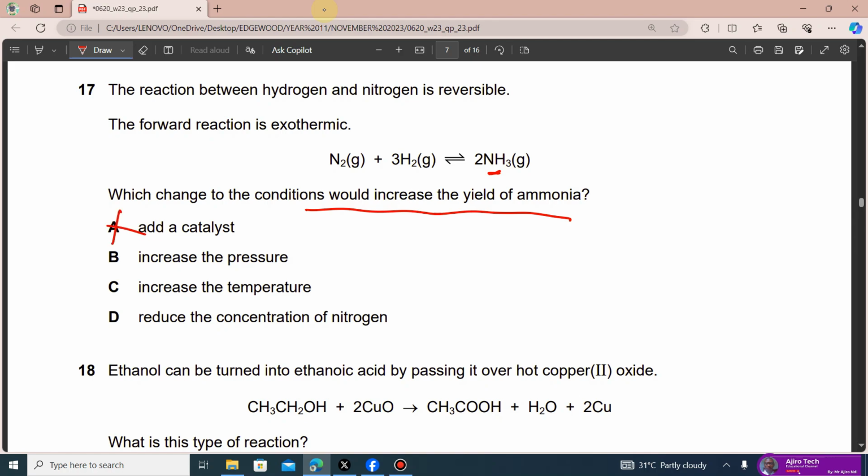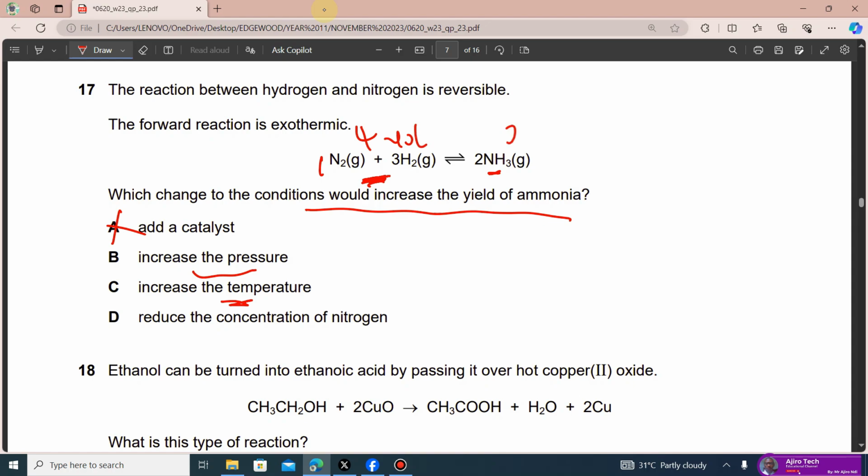Now, increasing the temperature, because it's an exothermic reaction, will favor the reactants. So you have more of the reactants than the product. But how will increasing the pressure affect the reaction? Let's look at the total volume of the reactants. So 1 volume plus 3 volumes, so 4 volumes are involved, or 4 moles are involved here.